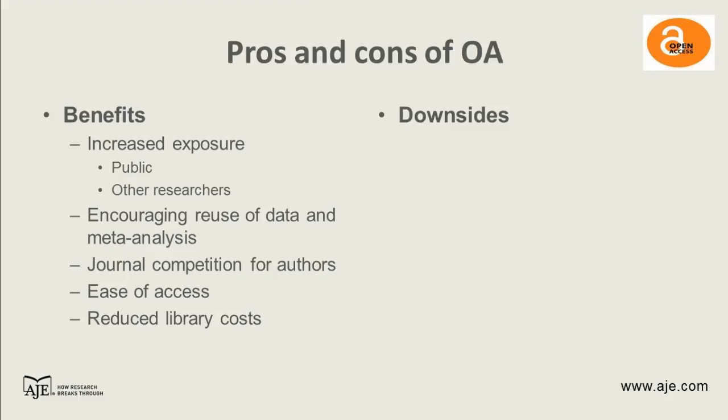It could reduce the amount the library has to spend. In a number of cases, this funding has actually been turned around and given to authors to pay the open access article processing charge. So it may not really reduce cost, but it may just shift it.